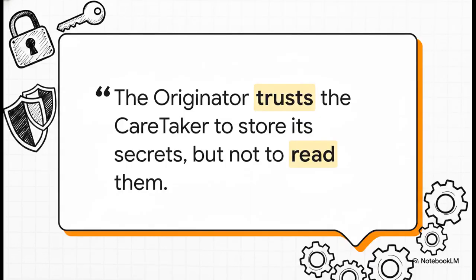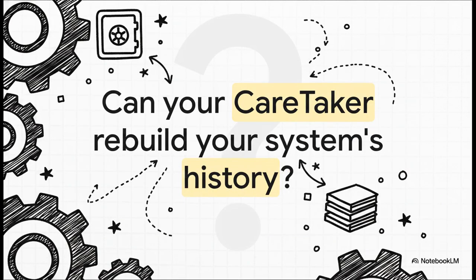To wrap up our technical exploration today, I want to leave you on a slightly more philosophical note. The Memento Design Pattern is fundamentally about trust. It is such a beautiful example of encapsulation and separation of concerns. The originator trusts the CareTaker entirely to safeguard its secrets, but fundamentally does not trust it to read them. As we finish up this explainer, I really want you to reflect on your own code bases. Think about how you are managing state today. If your application crashed right now, does your CareTaker have the exact secrets needed to rebuild your system's history?